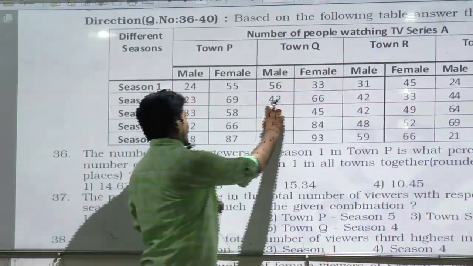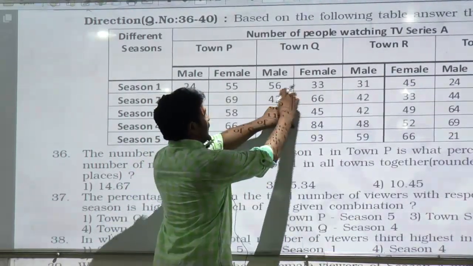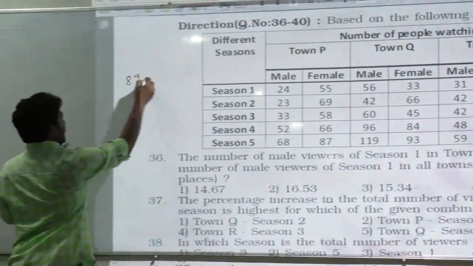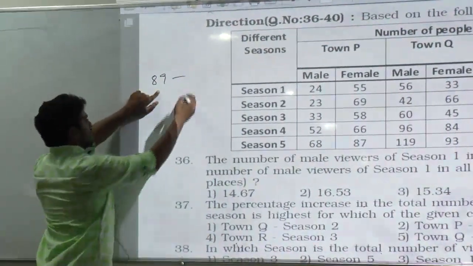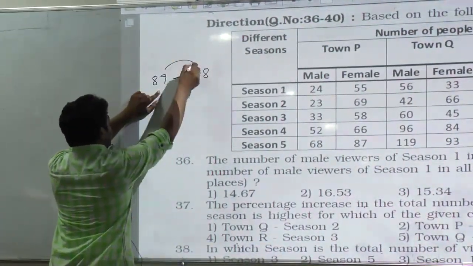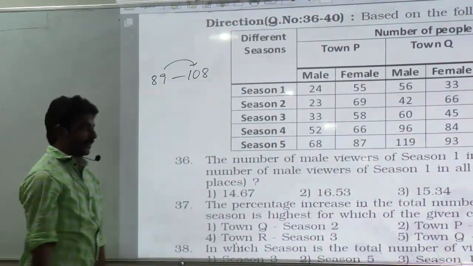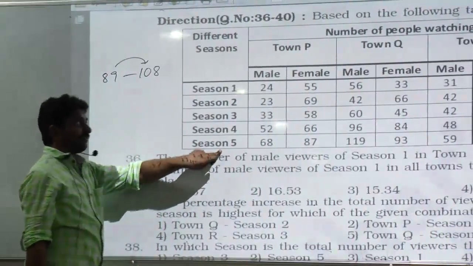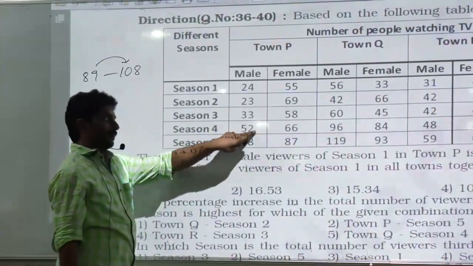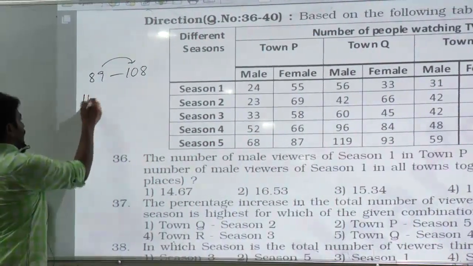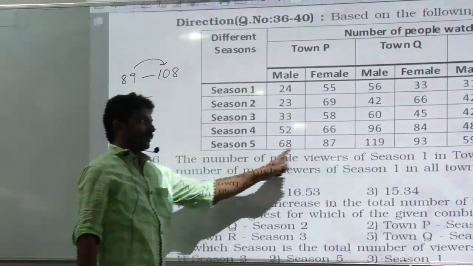Total population. What is total population here? 108. Previous year 89. 108. 89 becomes 108. Percentage increase. Hold it. This is first option. Second option, town P in season 5. Season 5 town P. Total population in previous season 118. 118 increases to how much is this?